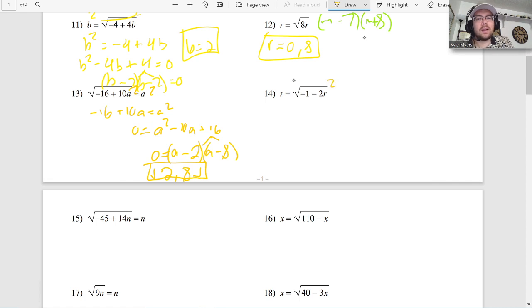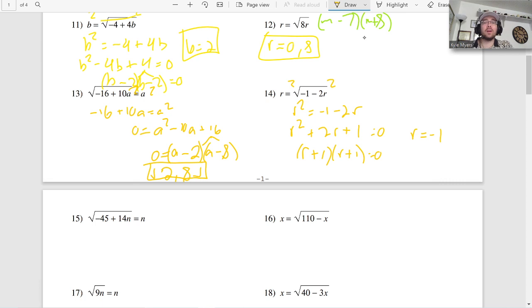All right, next, square, square. R squared equals negative 1 minus 2r. R squared equals 2r plus 1. Oh, wait, hold on. I'm going a little too fast again. R squared plus 2r plus 1 equals 0. There we go. And actually, this is just going to be 1 and 1. So r plus 1, r plus 1. So r equals negative 1.